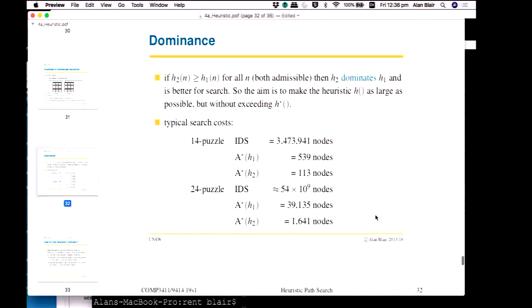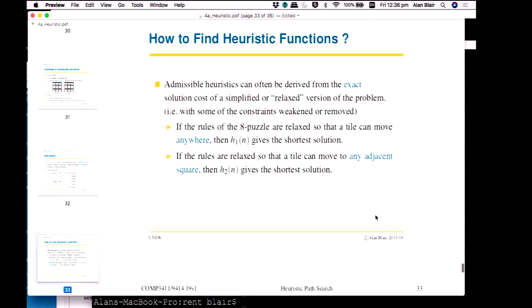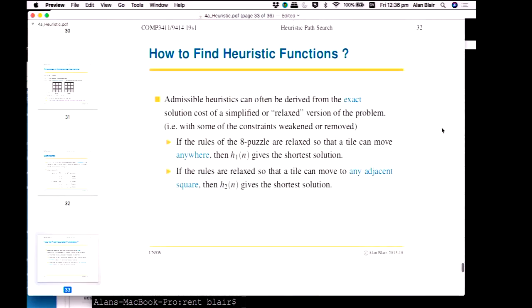Okay, so the final segment for today is about how to find admissible heuristics, and we're going to use Rubik's Cube as an example because it's a very good, very illustrative example. So as I mentioned, these heuristics often come from an exact solution to a relaxed form of the puzzle, right?